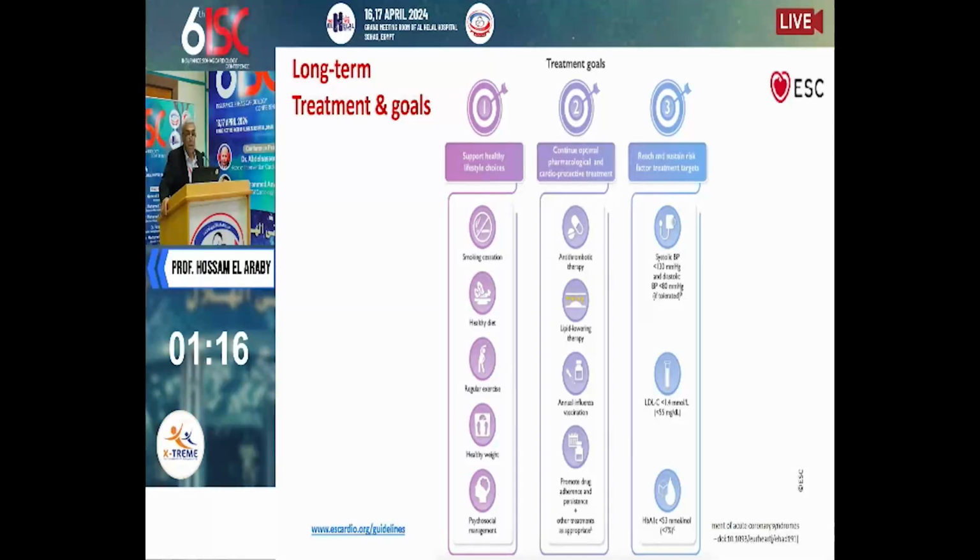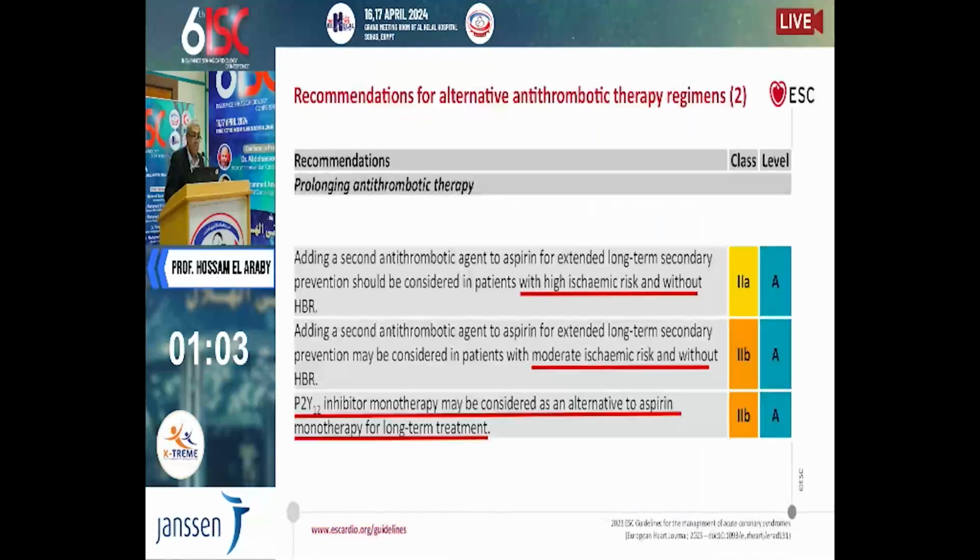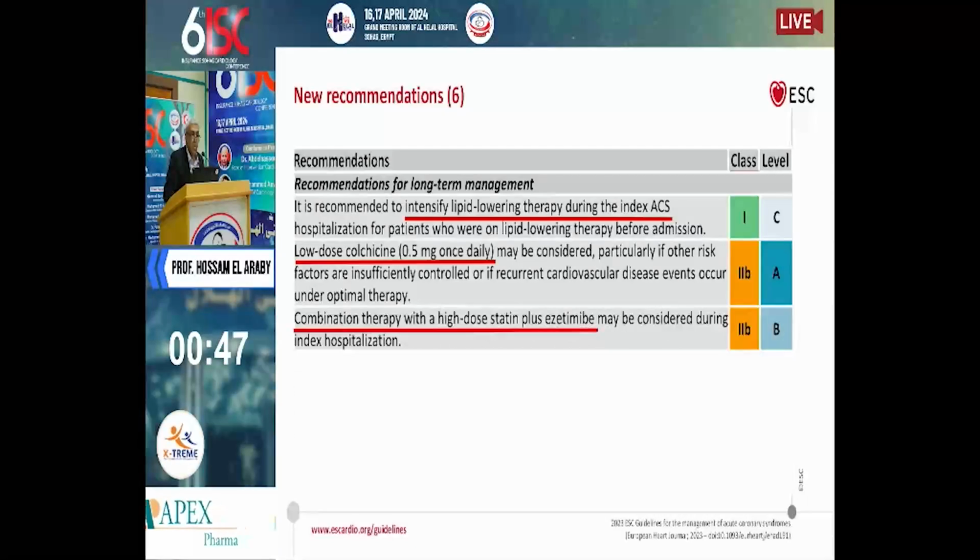And the targets are hypertension 130/80, LDL cholesterol less than 55, and hemoglobin A1C less than 7%. In patients with high ischemic risk or without high bleeding risk, adding a second antithrombotic agent to aspirin for extended therapy is considered class 2A. In moderate ischemic risk, it is class 2B. P2Y12 inhibitor monotherapy is considered class 2B.